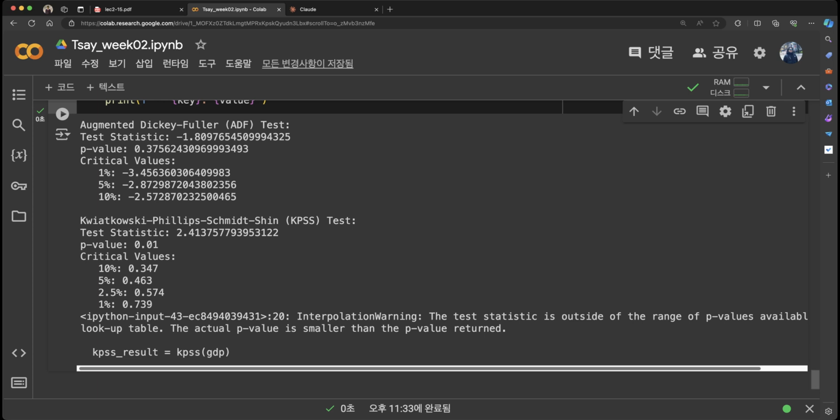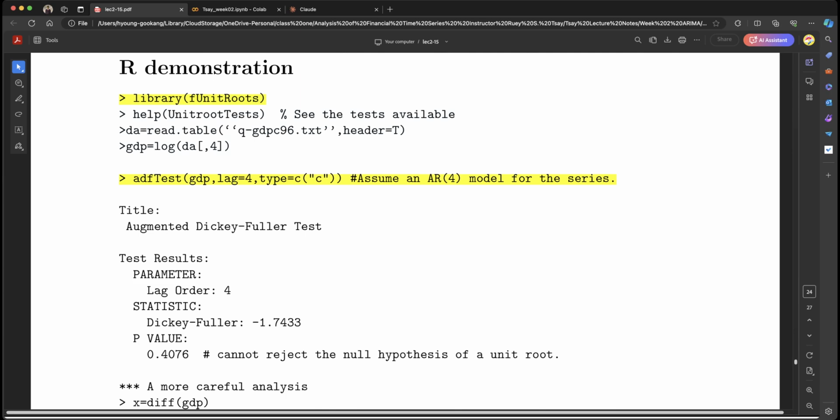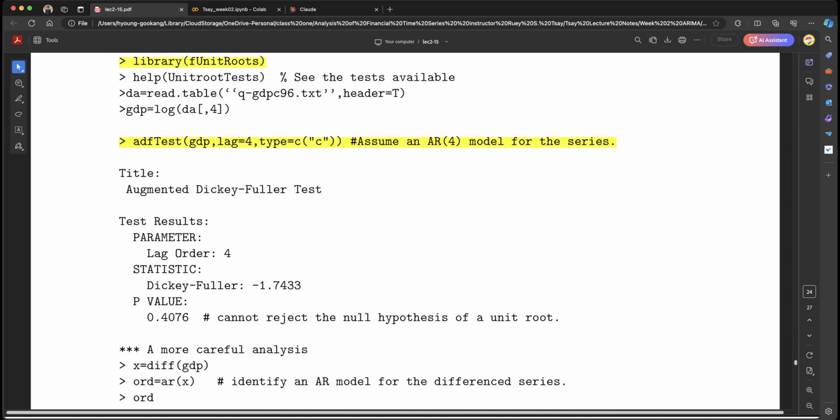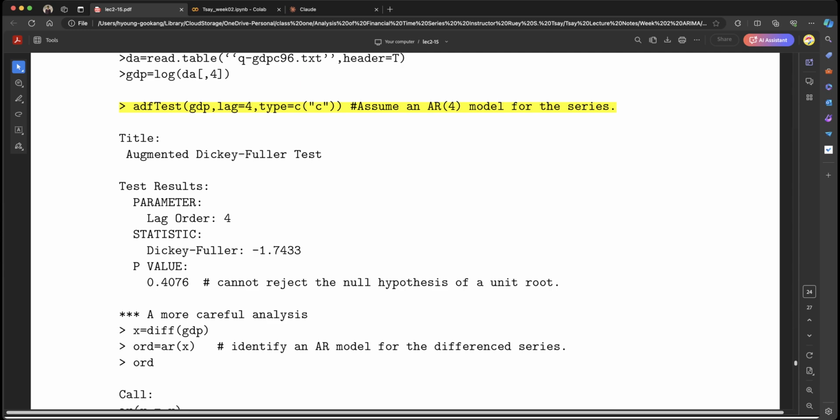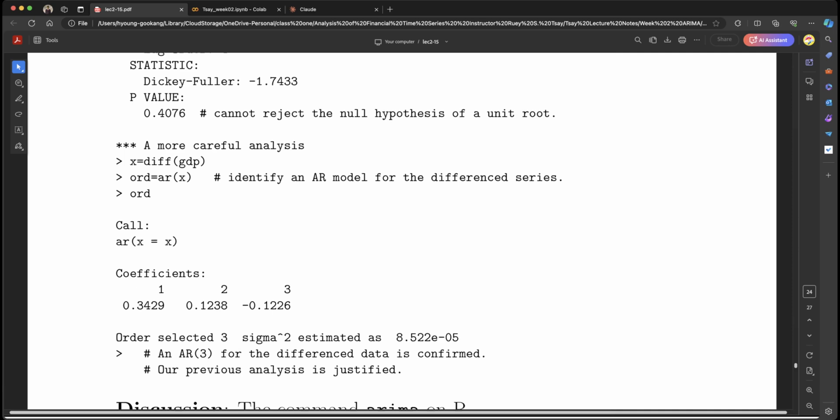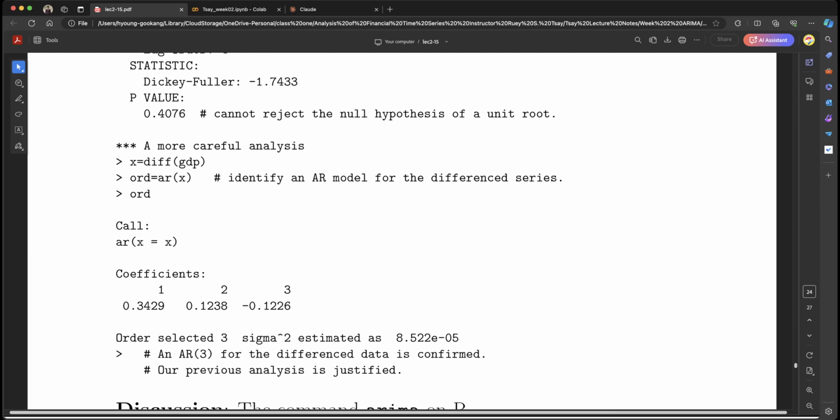Okay, let's test. So here, regression order 4. Well, we didn't take a regression 4. Here, the Dickey-Fuller test cannot reject the null hypothesis of a unit root. So if we cannot reject the null hypothesis, it is a unit root. Or more careful analysis, difference of GDP, and then AR model, AR 1 to 3, AR 3 for differenced data confirmed. Okay, so let's do this one.